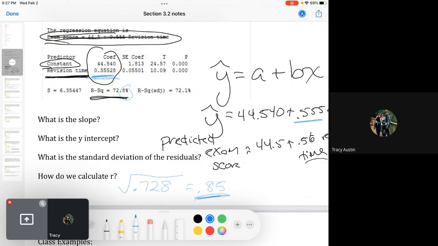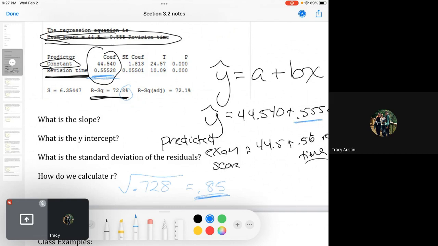Okay, so we already know how to do slope. We talked about how to write it in context. For those of you who missed Tuesday, make sure you get those notes from Canvas because we had a specific fill in the blank for that. The y-intercept is 44.540. We talked about this again on Tuesday and Wednesday. Like, what does the y-intercept mean? And how it's usually a little silly because it's not going to be in a real world situation.